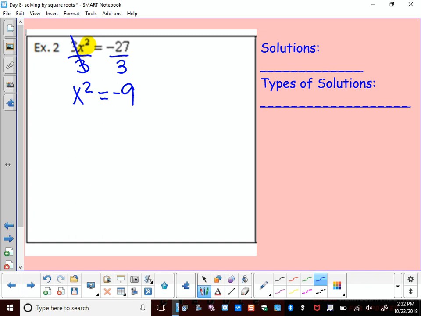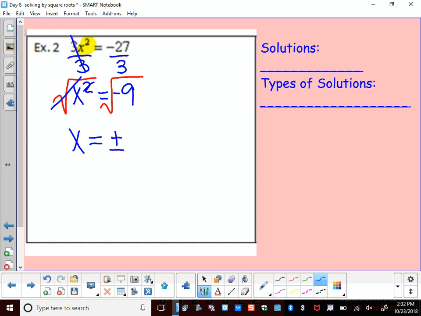Alright, I have x squared by itself, but I want x by itself. How do I get rid of that square? You take the square root. We're going to take the square root of both sides. My square and my square root cancel each other out because they're opposites. And I have x equals, well, what's the square root of 9? 3. So let's not forget my plus or minus though, right?